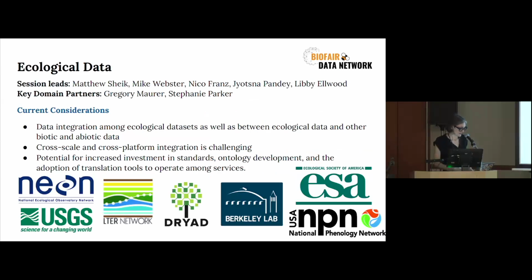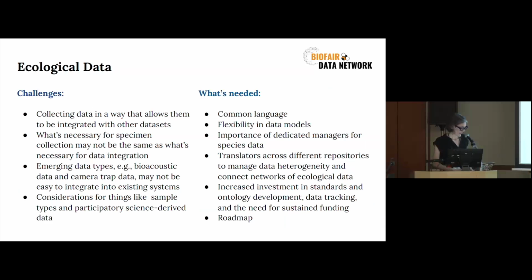The ecological data session recognized data integration within ecological data, as well as between ecological data and other data types, and great potential to improve standards, ontologies, and translation tools as the major current considerations of the community. Challenges faced by this group include data collection that works well for integration with other types of data. Existing systems may not be able to handle emerging data types, such as bioacoustics data and camera trap data, and some data types require special consideration, like participatory science data. We need a common language and flexibility in data models, translators across different repositories, investment in standards and ontologies, and data tracking, a roadmap to chart a path forward.